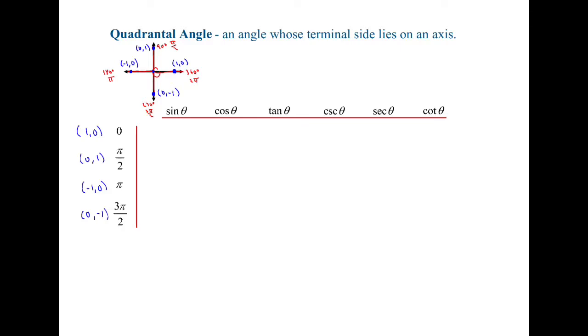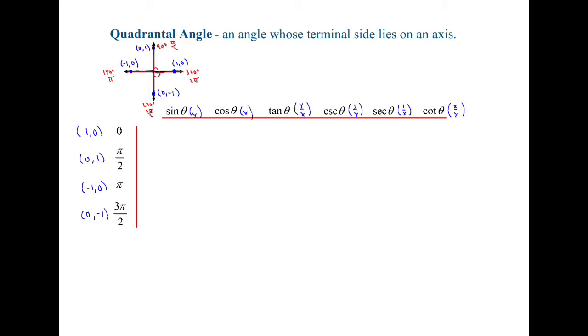So those are the points, and now as we go through and identify each of these, remember, sine represents your y value, cosine is your x, tangent is y over x, or sine over cosine. Cosecant is the reciprocal of sine, so that's 1 over y. Secant is the reciprocal of cosine, so that's 1 over x. And cotangent is the reciprocal of tangent, so that's x over y. So you're going to use that ordered pair.